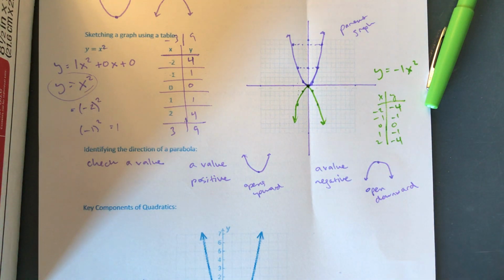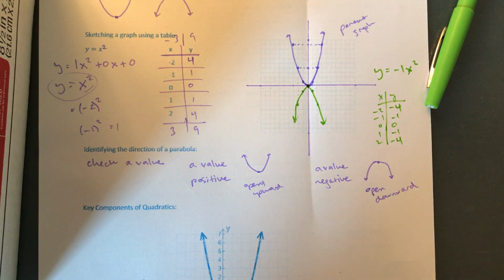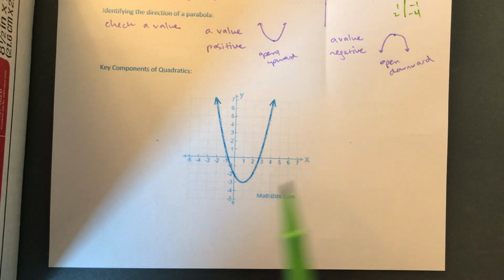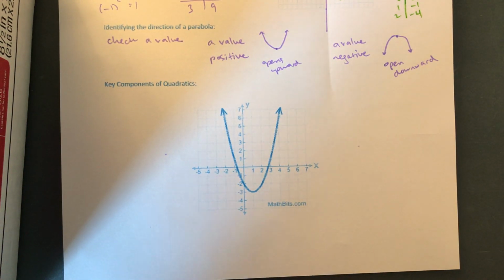And so depending on if you have a positive A out front or a negative A out front, that will change if your parabola is facing upward, facing downward, wherever it may live. So that's the first piece of a quadratic that I'm going to teach you guys about. And so here's just an example of a quadratic that's already been graphed. So we're just going to go through and label some key components.